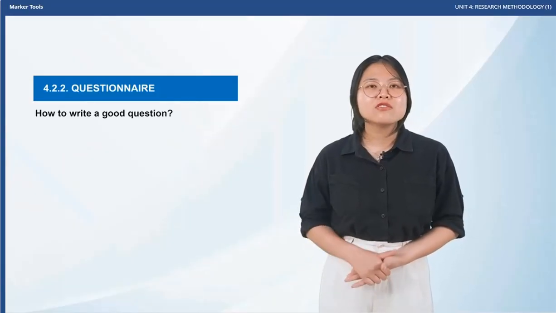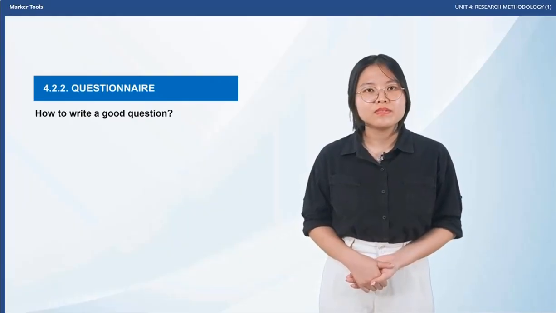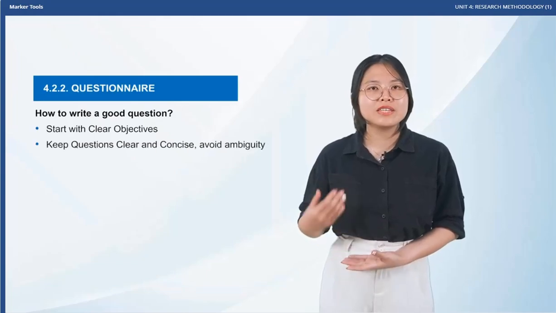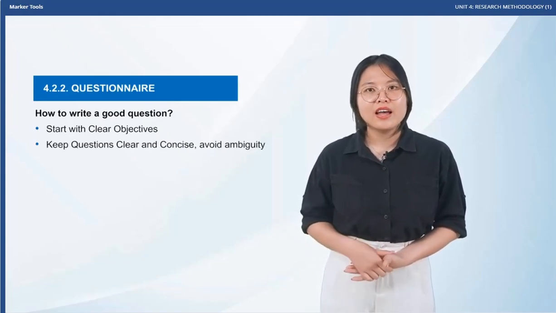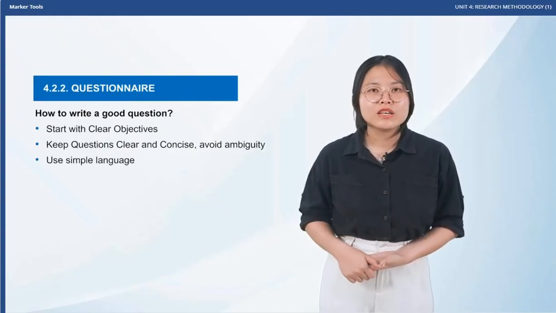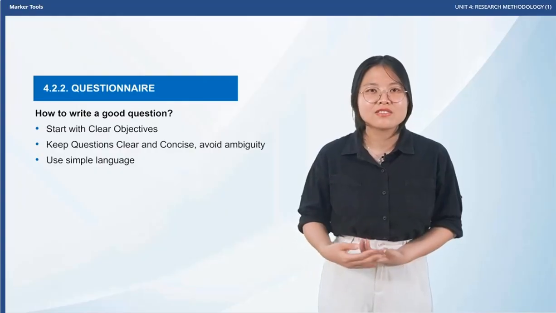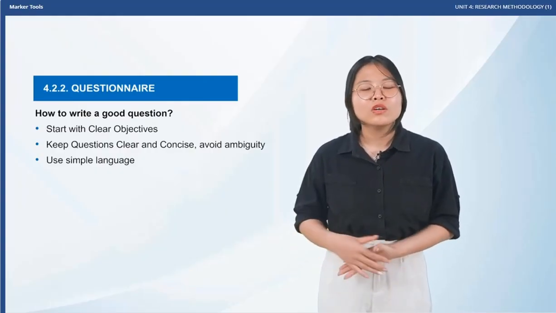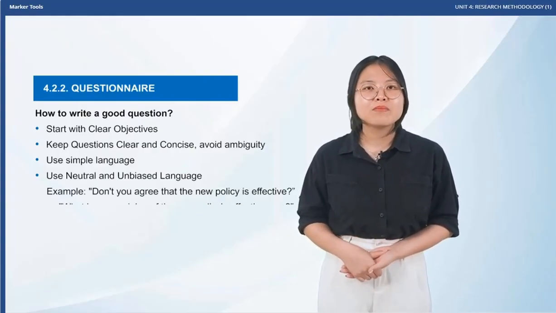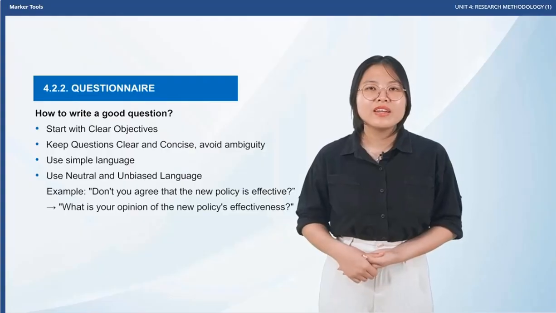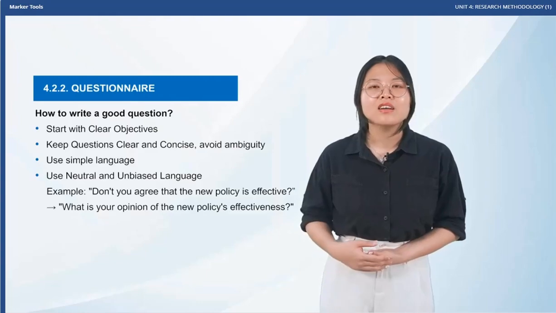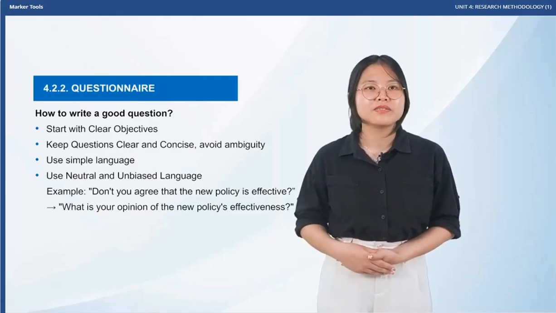So the question is how to write good questions. First, you should start with clear objectives. You also need to keep the question clear, concise, and avoid ambiguity. You should use simple language. It is not a vocabulary test, so do not test your participant. Also, try to stay unbiased by using neutral language. For example, do not use "don't you agree that the new policy is effective?" You should say, what is your opinion of the new policy's effectiveness?